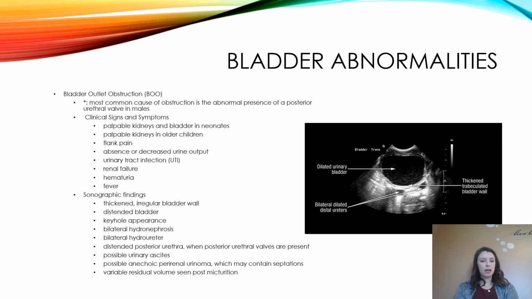Ultrasound findings: a thickened irregular bladder wall, distended bladder, keyhole appearance of the bladder and urethra, bilateral hydronephrosis, bilateral hydroureter, distended posterior urethra when posterior urethral valves are present, possible urinary ascites, possible anechoic perirenal urinoma, which may contain septations, and a variable residual volume seen post micturition.